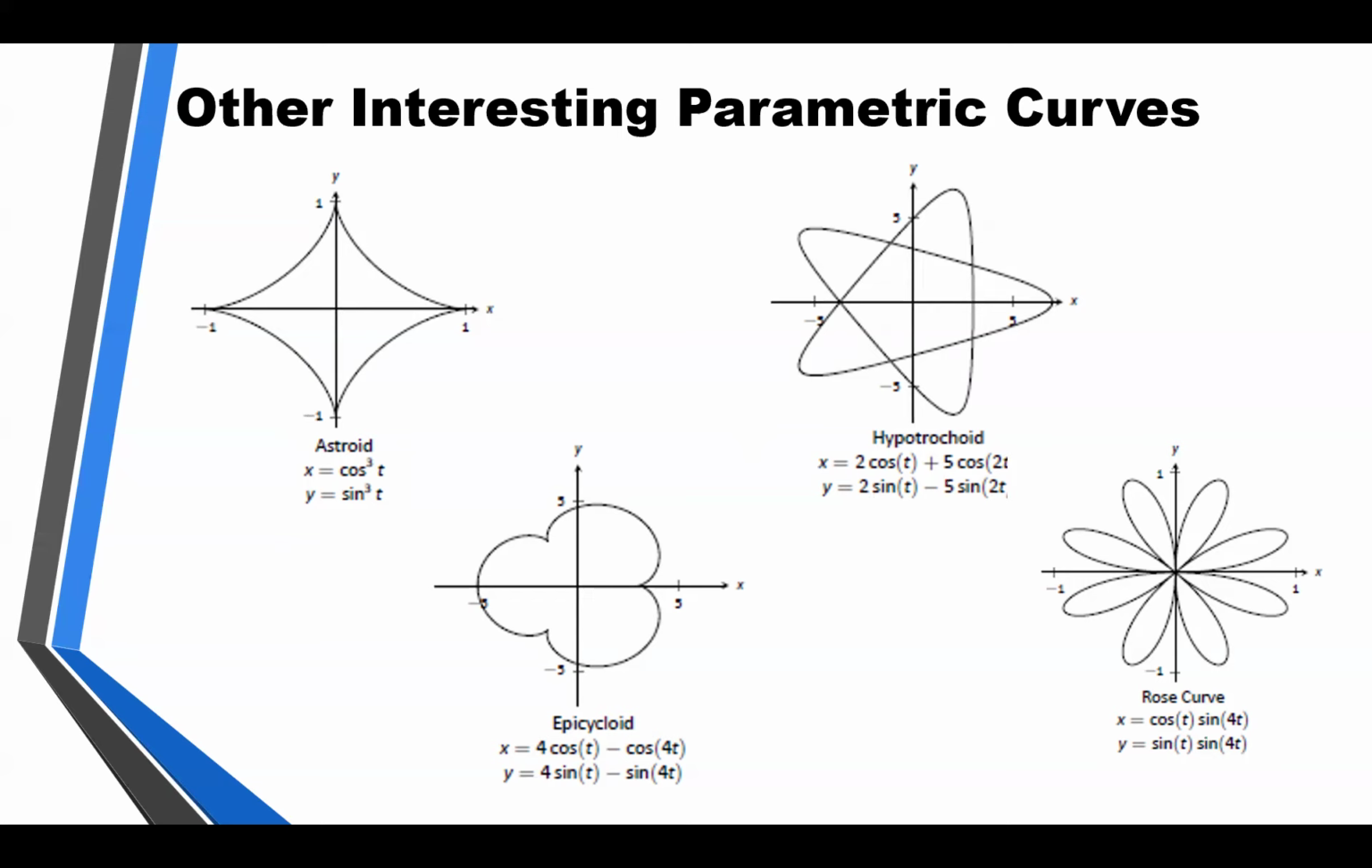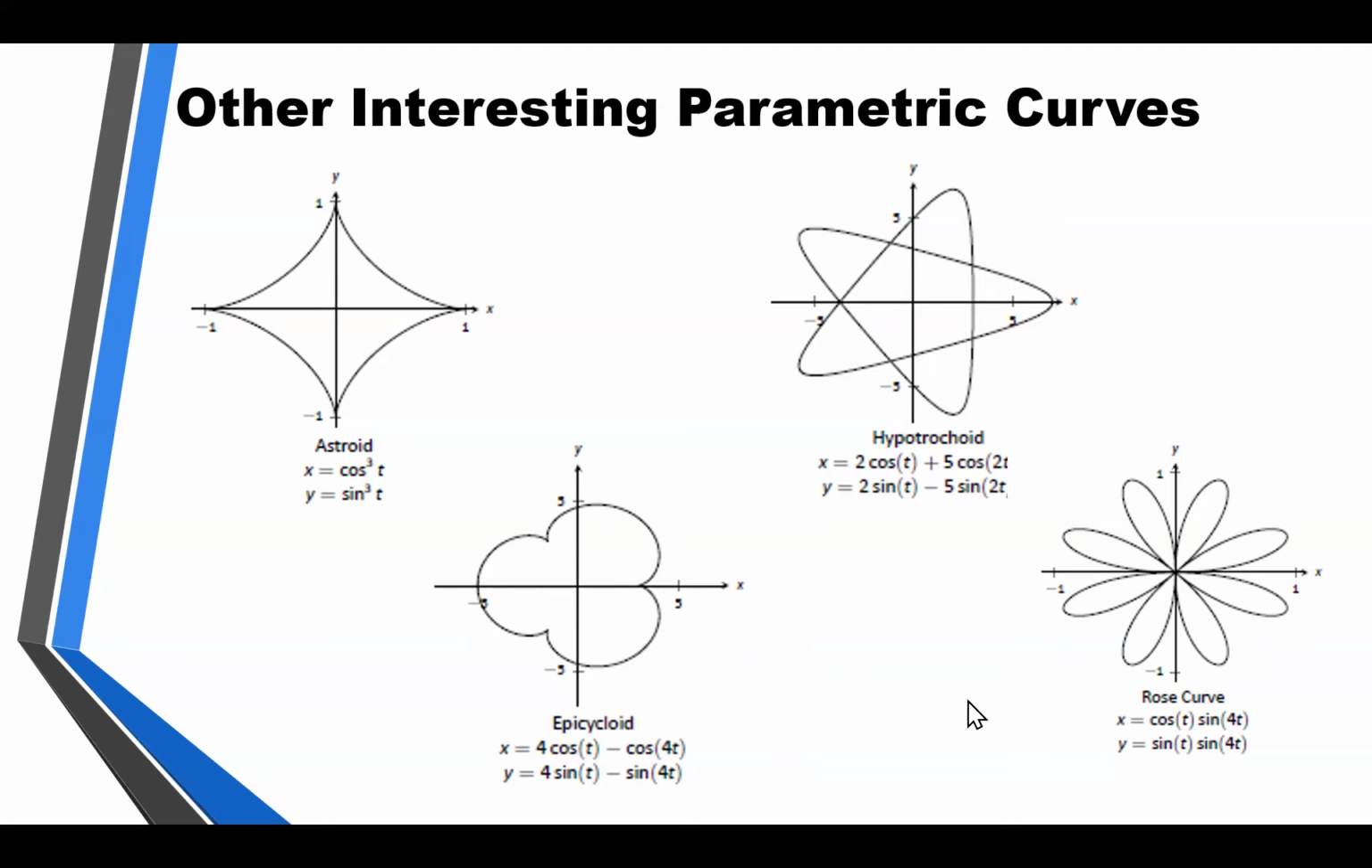The hypotrochoid, I think that's how it's pronounced, is x equal to 2 cosine of t plus 5 cosine of 2t, and we get this weird star-shaped figure. We get an epicycloid, which looks kind of like a 3-leaf clover with some other ones. The rose curve is a well-known curve.